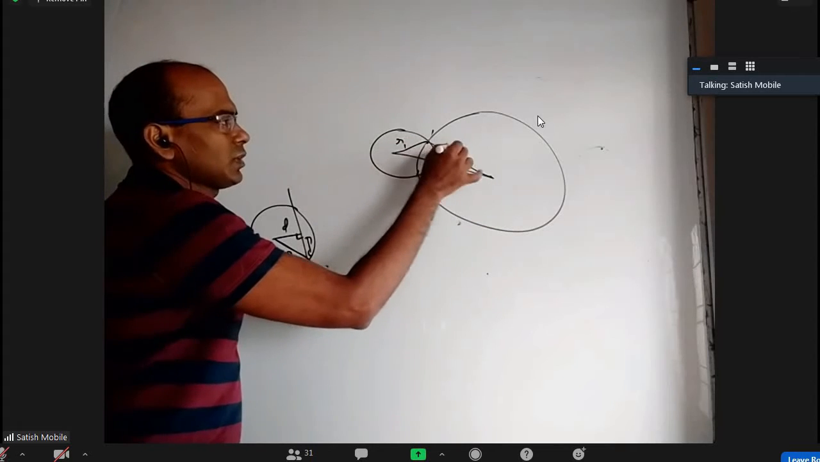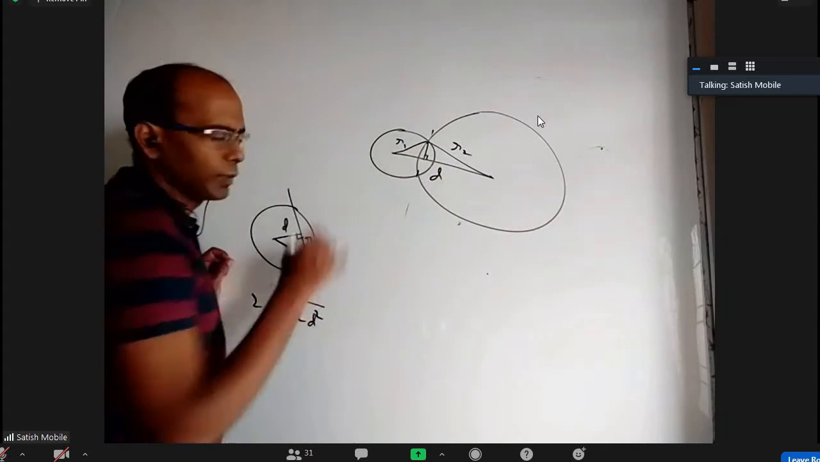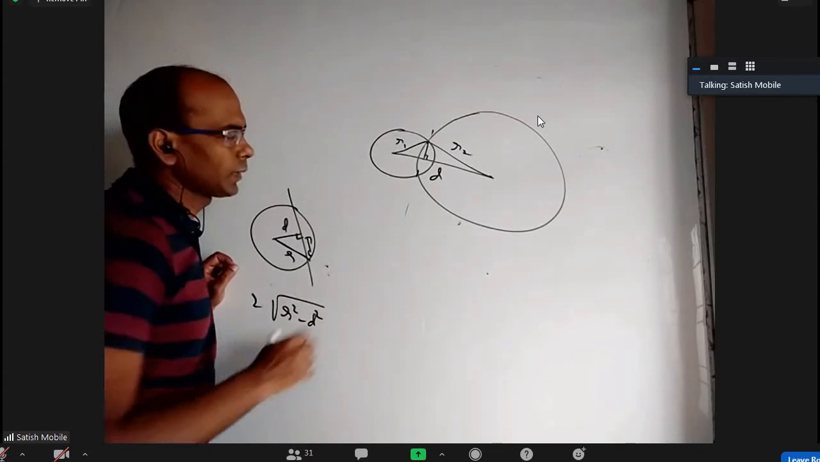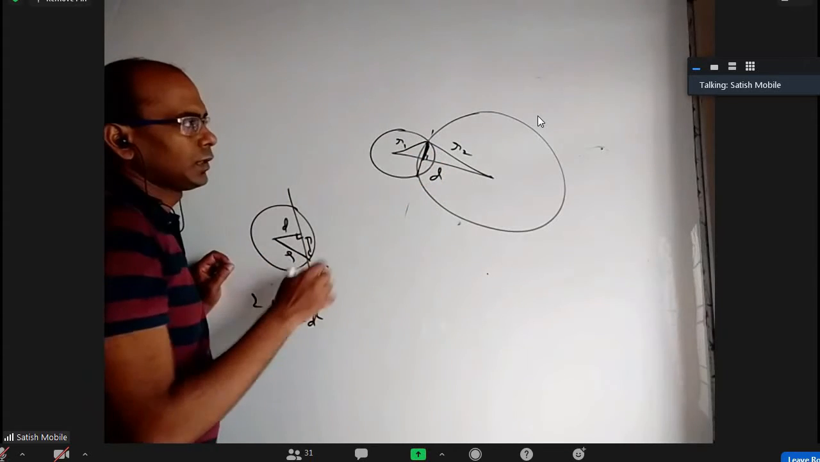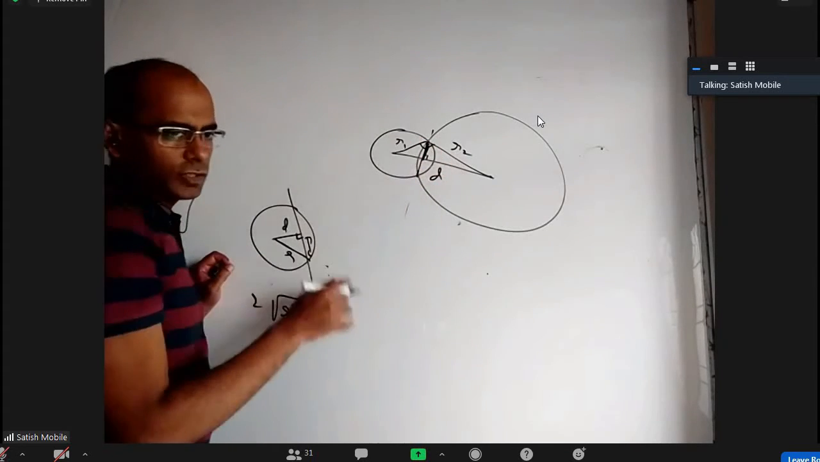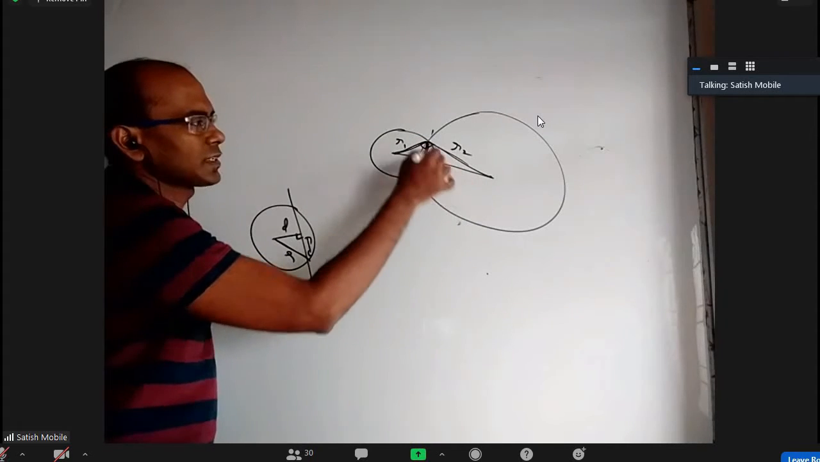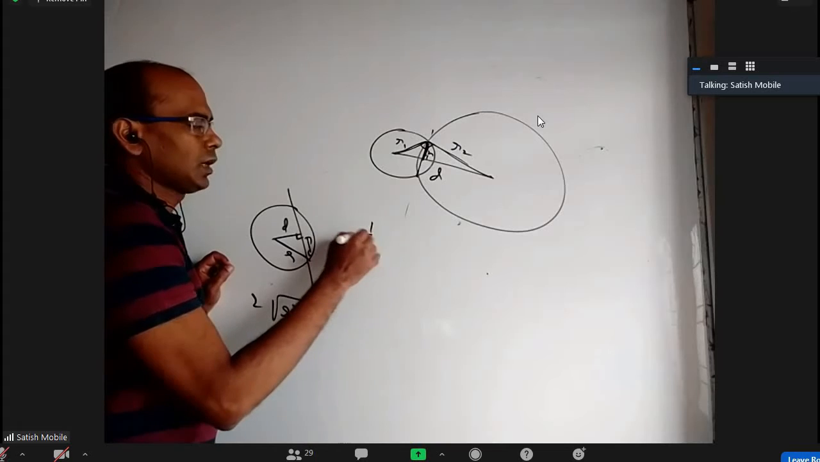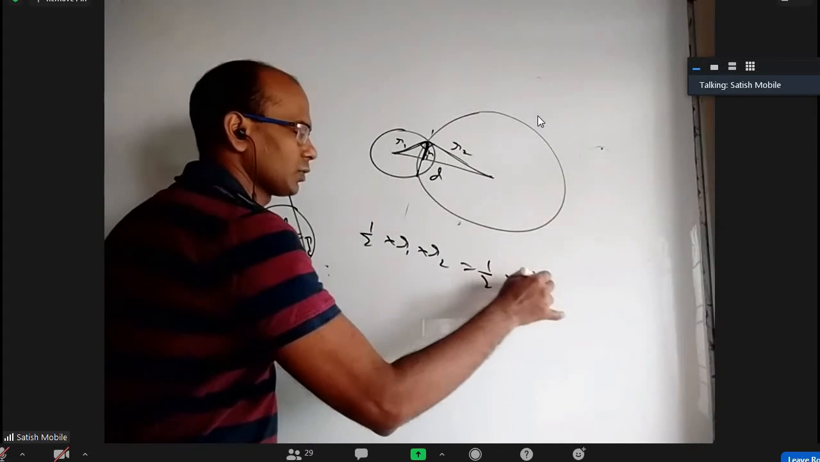If this is R1, this is R2, and this is D, and you drop a perpendicular here, obviously it will be perpendicular here. How to find this height? Because these are intersecting each other orthogonally, I can take this as the base and this as the height, or I can take this as the base and this as the height. Half into R1 into R2 is the same as half into D into H.